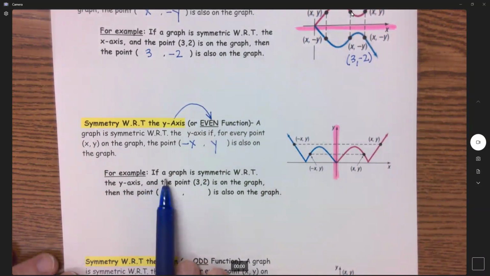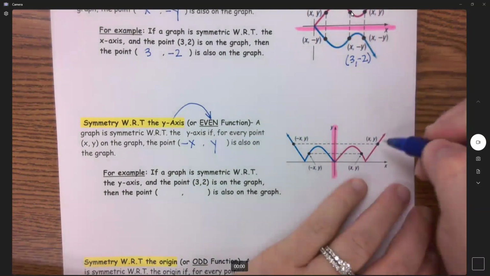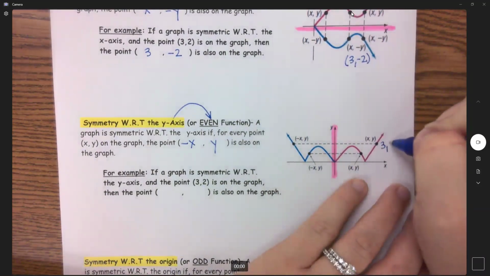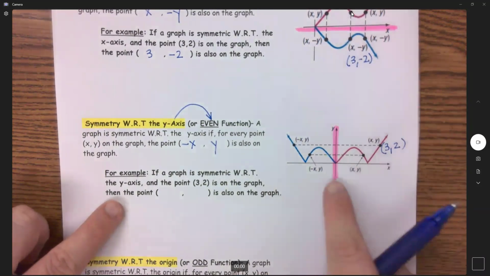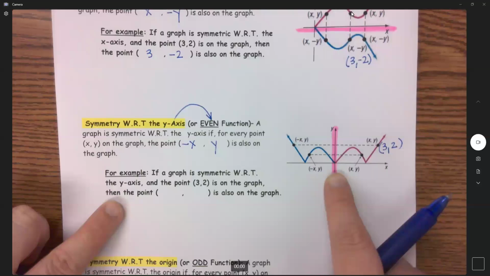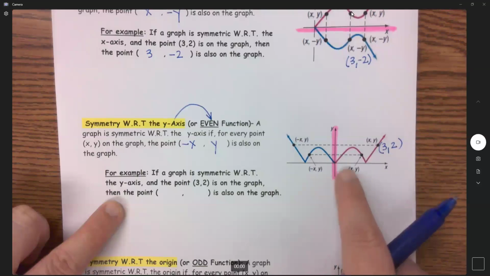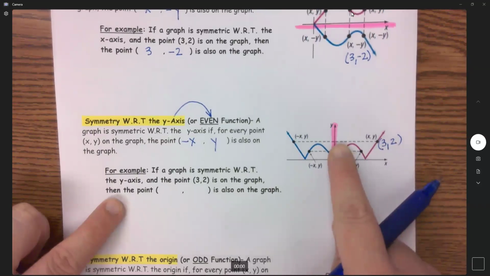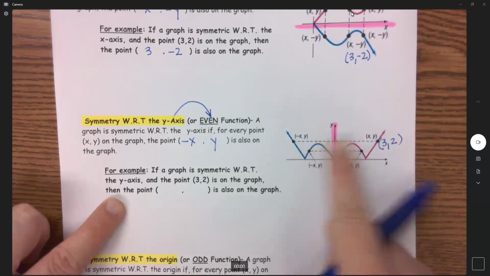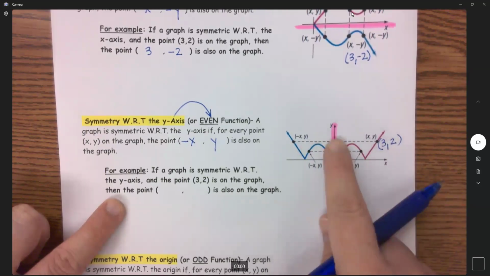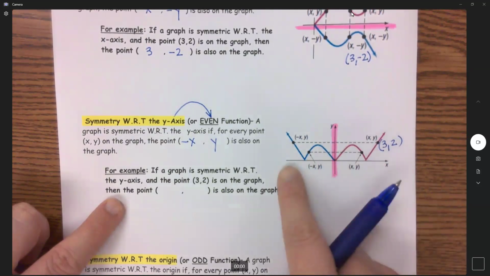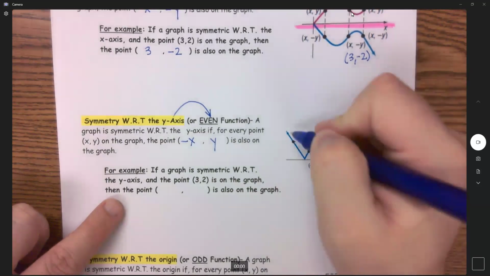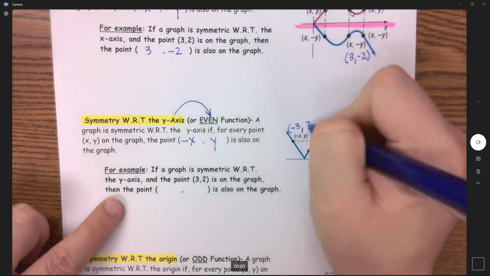So, for example, if the graph is symmetric with respect to the y-axis and the point 3, 2 is on the graph, so we'll still call this point right here 3 comma 2. Then what point would be on the graph? Well, here I'm still going up the same y. So my y won't change. It'd still be going up a positive 2, but now instead of going to the right 3, now we'd be going to the left 3, so that'd be negative 3, 2.